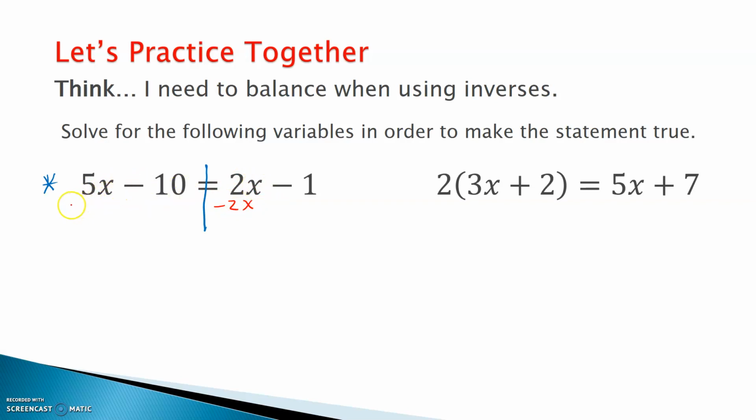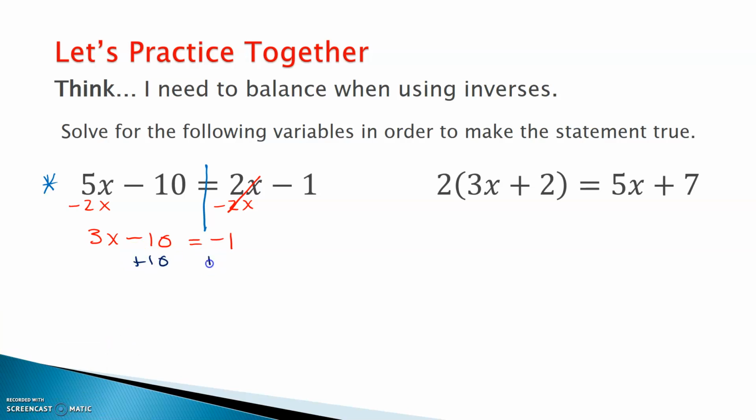Notice both of these have variables. So I'm going to say minus 2x. Well, the 2x's will cancel out. 5x minus 2x gives us 3x. Drop down my minus 10. It's equal to negative 1. Look at that. It became a two-step equation at this point. This should be a piece of cake.